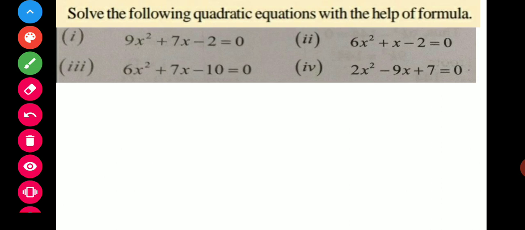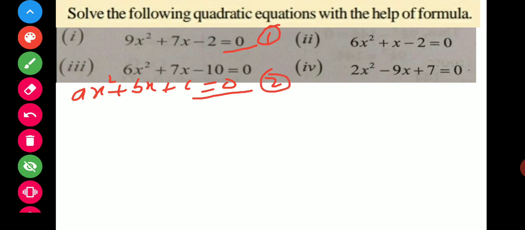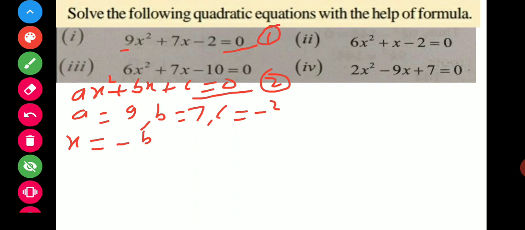So that is your first question. Now compare it with our own equation, that is ax square plus bx plus c equal to 0. It's your second equation. Compare the equation. So a is equal to 9, b is equal to 7, and c is equal to minus 2. Now apply the formula. The formula is given as x equal to minus b plus minus under root of b square minus 4ac, divided by 2a.